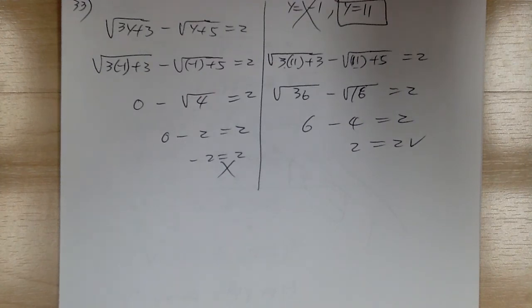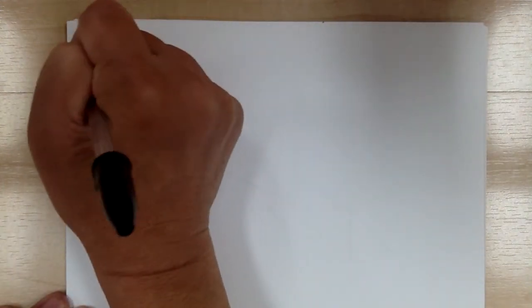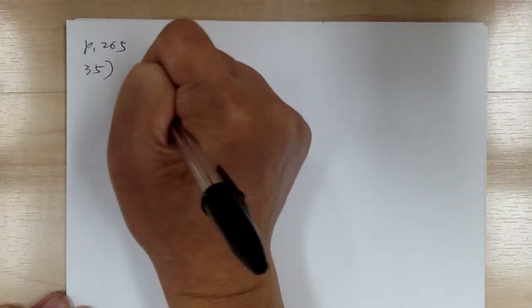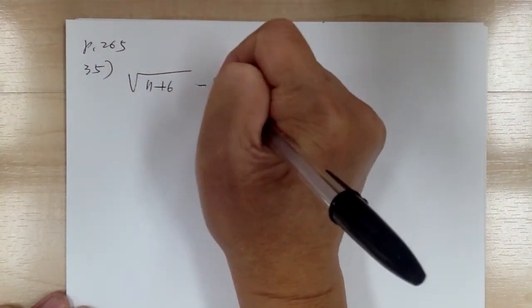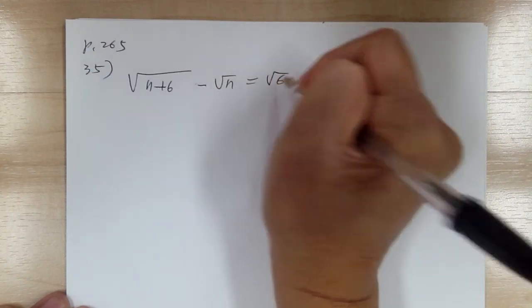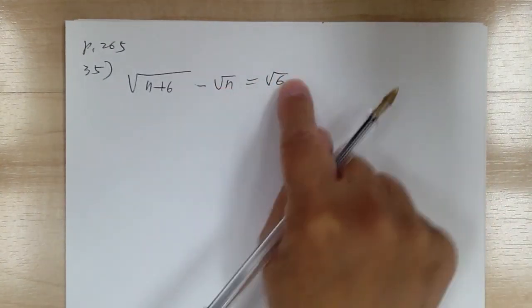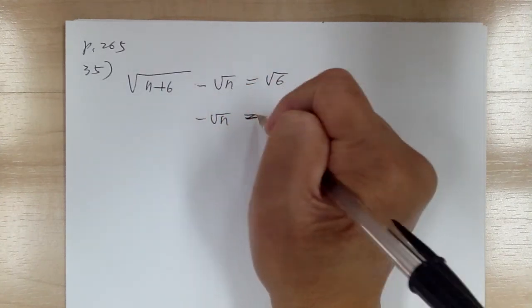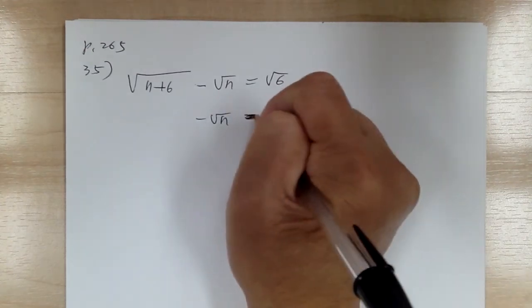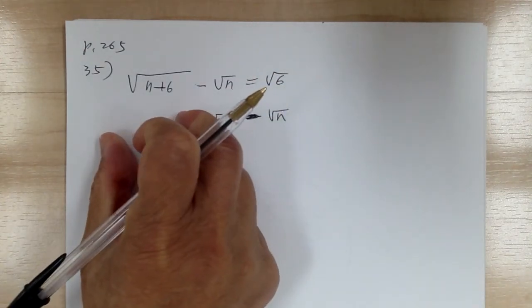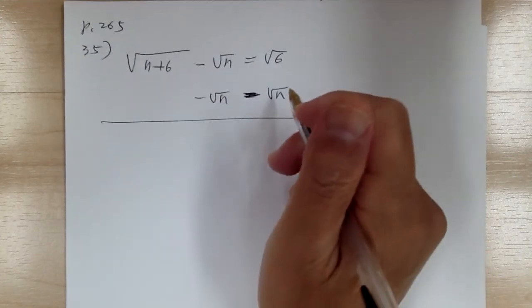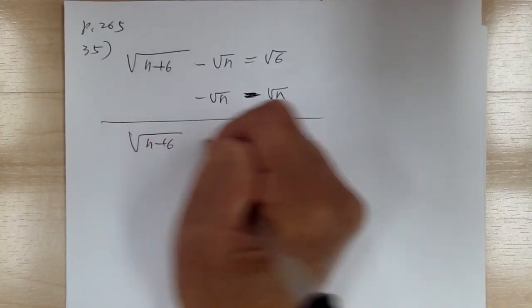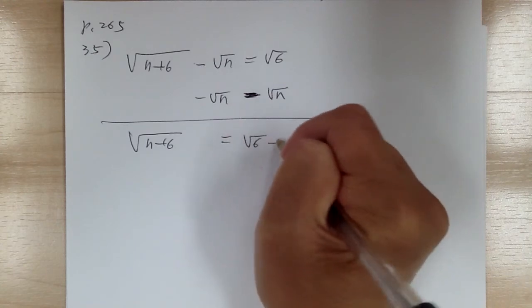Okay, let's go to number 35. You got square root of n plus 6 minus square root of n equal to square root of 6. Okay, so you can move this over. So you can undo one. So the reason you need to move it over is that you want to isolate a square root, so you can undo one square root at a time. Okay, so you got square root of n plus 6 equal to square root of 6 minus square root of n.